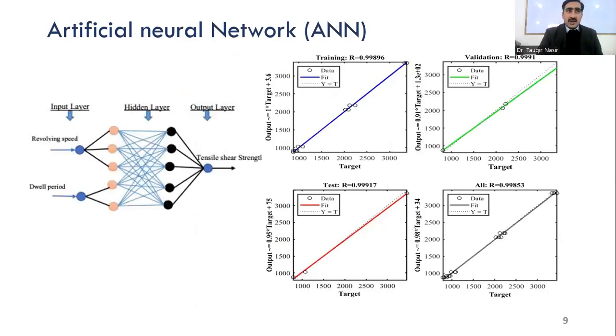An artificial neural network has the ability, like human systems, to learn from experience. As you can see, the structure of the ANN has an input layer where we give the revolving speed and dwell time as input parameters, and a hidden layer that trains by itself and then predicts the output results. At the right side, you can see the training, validation and testing models, and we can see the prediction properties like the training capacity of the model, where the R value is 0.99 above in all conditions.